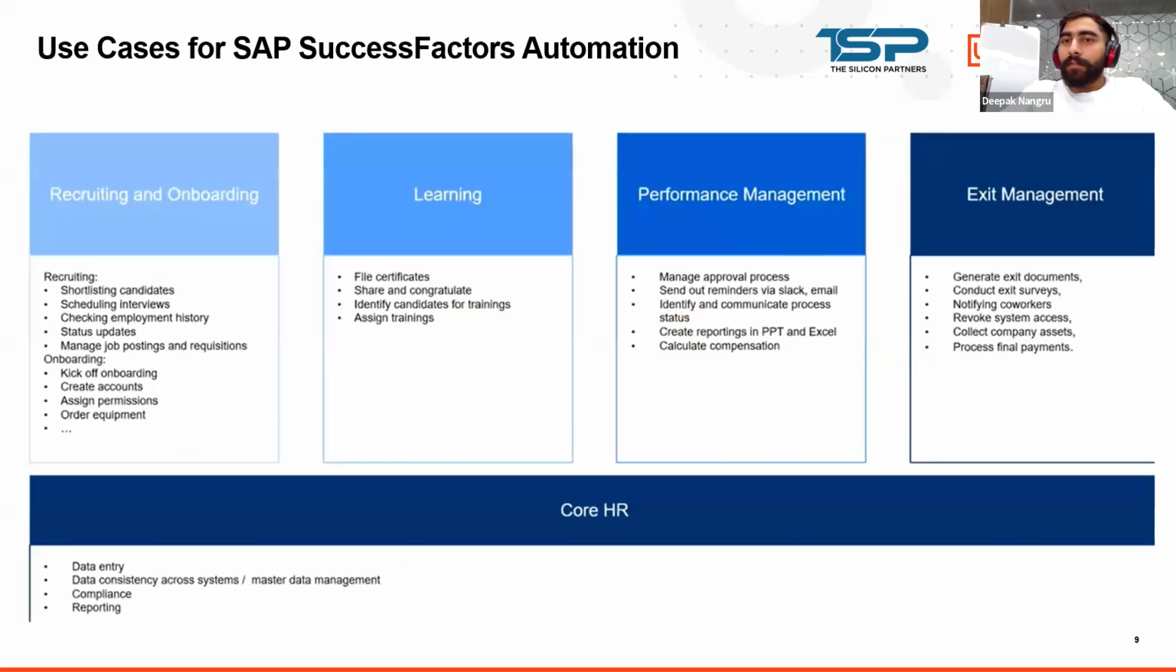Next, we have the use cases in which areas of SuccessFactors we can automate things. Let's say in recruiting, there are a few things we can automate, like shortlisting candidates, scheduling interviews, checking employment history status, and managing job postings and requisitions. All those things we can automate. There is scope there.